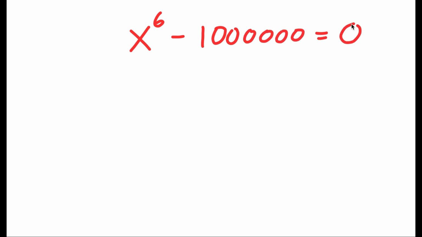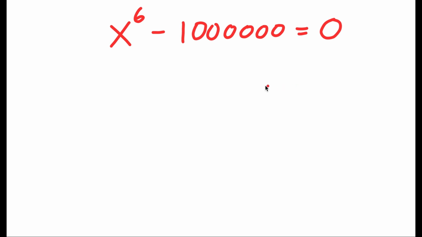Alright, so in this video, I'm going to solve the equation x to the power of 6 minus 1 million is equal to 0. So, obviously 1 million is a very large number, and many people might think this would be tricky to solve, but let's try solving this.